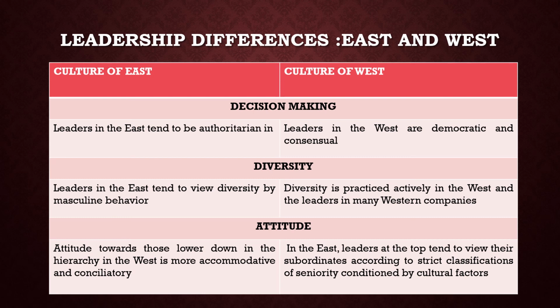First criterion is decision making. Leaders in the East tend to be authoritarian in decision making. They have a patriarchal society where men are given more focus and decisions are made mostly by men. So there is authority and a lot of hierarchy involved. You have to follow the hierarchy during decision making. But in the West, it is more democratic. You take decisions in consensus with people. You talk to people who are your followers and then you take a decision.